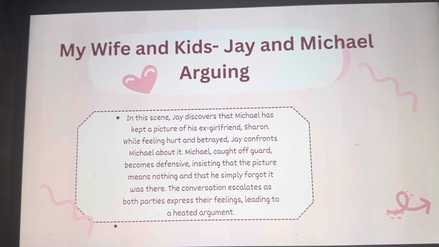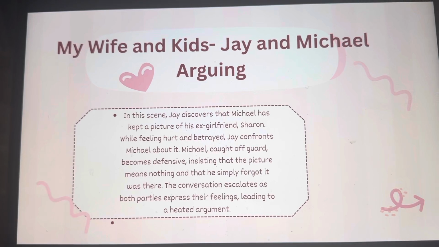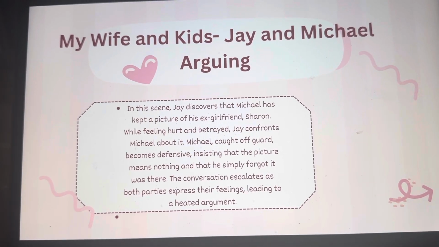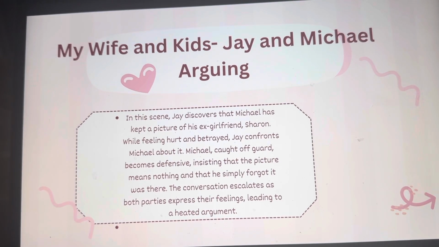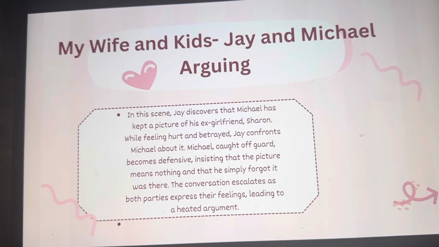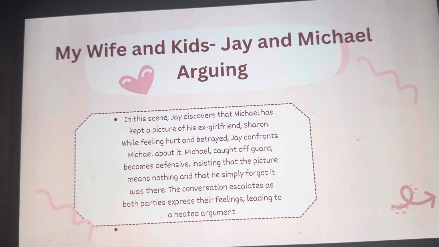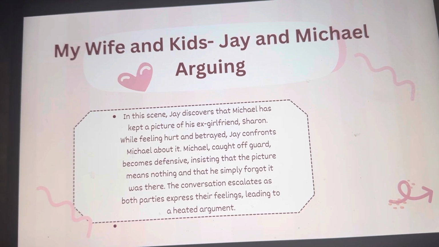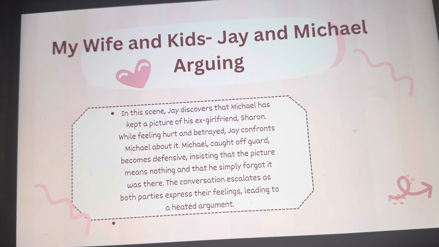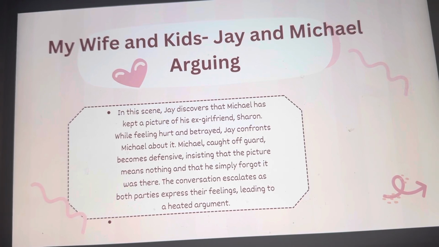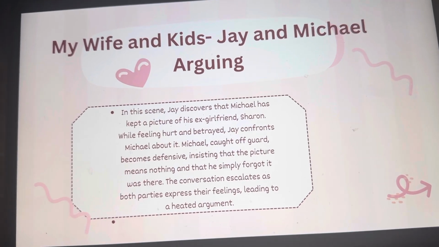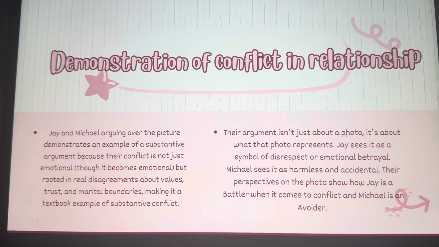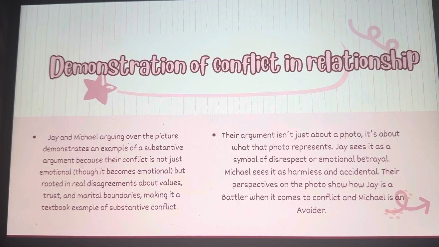In the scene from My Wife and Kids, Jay and Michael are arguing. In this scene, Jay discovers that Michael has kept a picture of his ex-girlfriend, Sharon, and this leaves her feeling hurt and betrayed, so she decides to confront Michael about it. Michael feels caught off guard, but also becomes defensive and insists that the picture means nothing and that he simply forgot it was there. The conversation then escalates and both parties begin expressing their feelings, which leads to a very heated argument. This is a demonstration of conflict in their relationship.